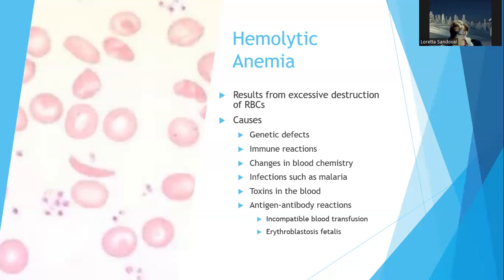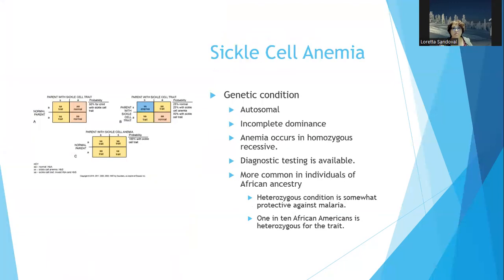So huge problems. So there are classes of hemolytic anemia, one of them which we're going to talk about, sickle cell anemia, and that is a genetic issue. So sickle cell anemia is autosomal. It's incomplete dominance. So we talk about dominant and recessive when we were talking about genetic disorders. You can have incomplete dominance. So sometimes it's dominant, sometimes it's not. Just make it confusing. It's not as all black and white as we first start to talk about. Anemia usually occurs in a homozygous recessive.